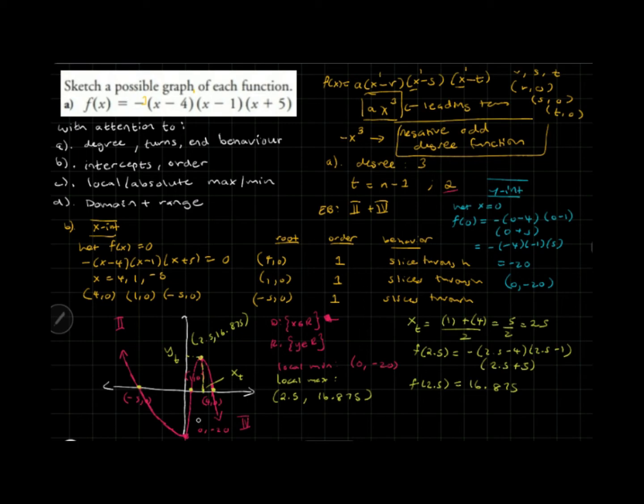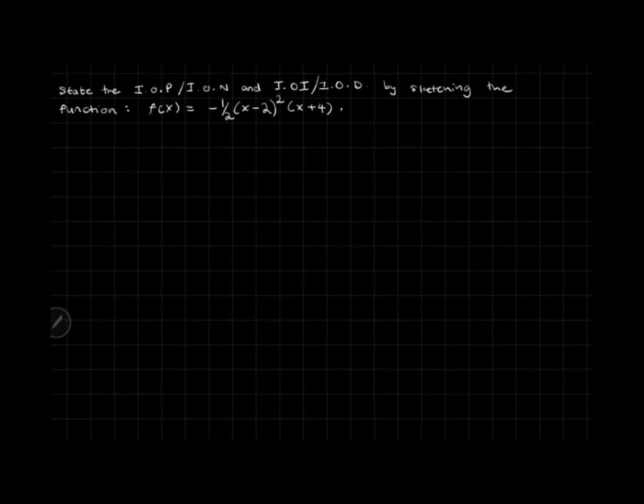And then we figured out our domain and range. So this is our sketch, right? And honestly, this is only possible if you look at the degree, the turns, the intercepts, the order, right? So that's the idea. That's how we can do curve sketching, by gleaning some of this information from polynomial functions.